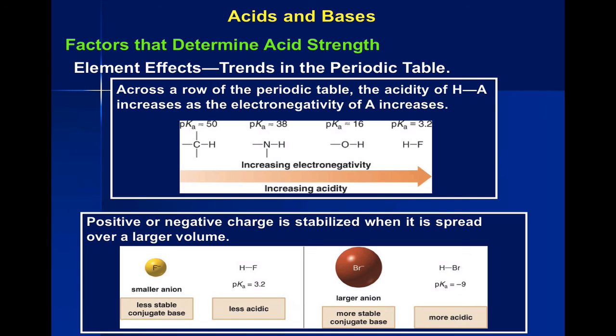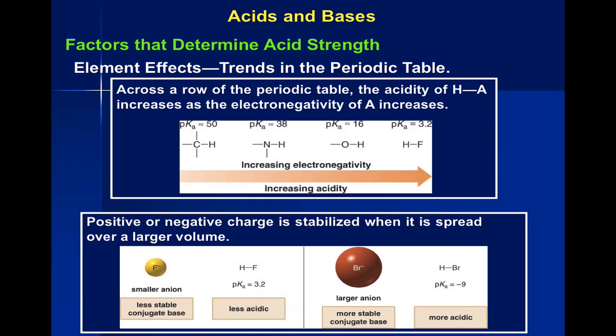So, let's look at element effects. Element effects are like looking at what element bears the negative charge. Now, if we look at the second row of the period, what do we see as we go from left to right? We increase acidity, right? We increase acidity as we go from left to right. You learned that in Gen Chem. But you didn't learn that it was an element effect, did you? You just learned the trend that as I go from left to right in the periodic table, my acidity increases. And that'll work for you 99% of the time, but it doesn't tell you why, right?